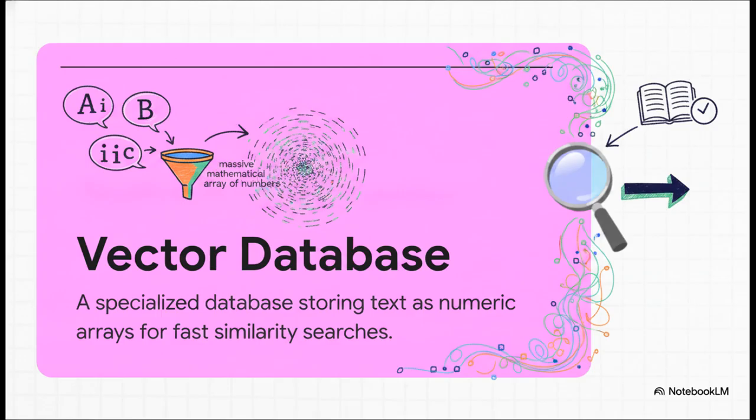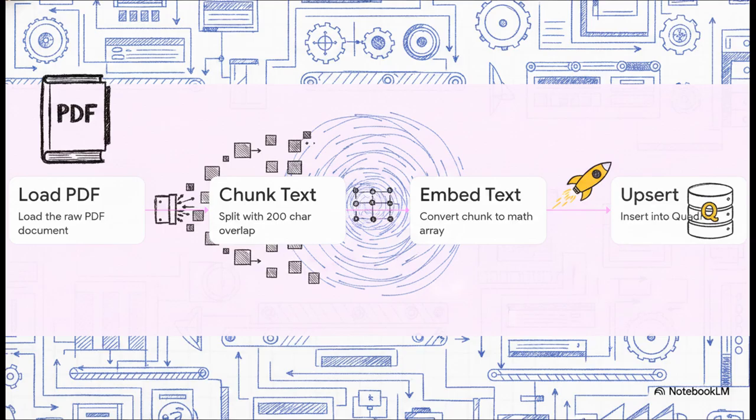It's what allows us to instantly pluck out the exact right paragraph from a 1,000-page document in literally milliseconds. Think of this whole process like a data factory. We can't just shove a 1,000-page PDF into an AI all at once. First, we load the PDF. Then we have to chunk the text.